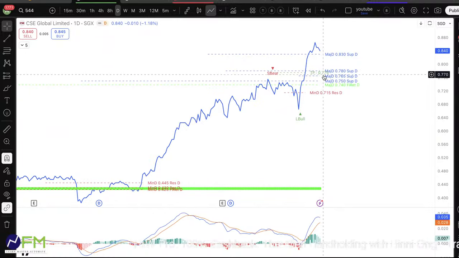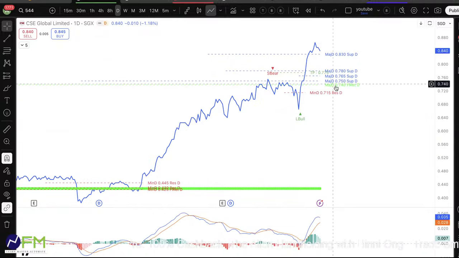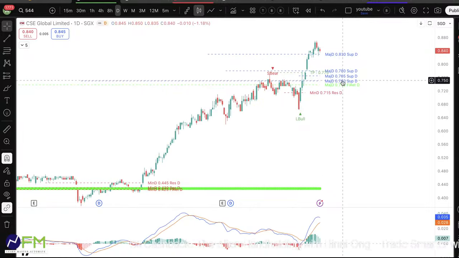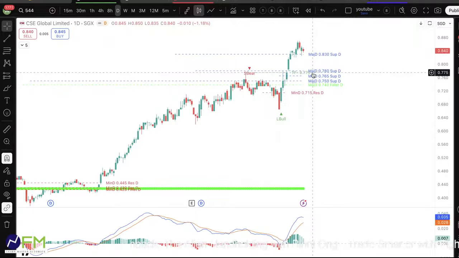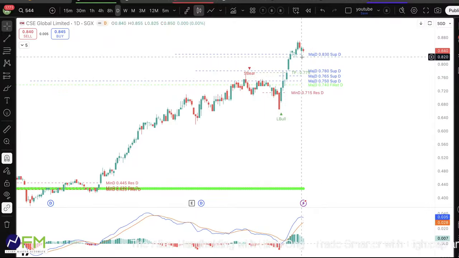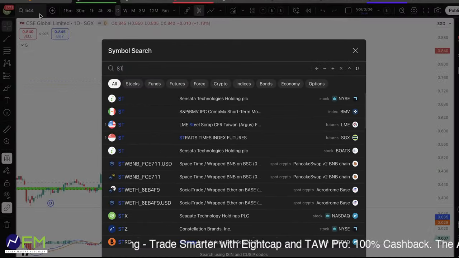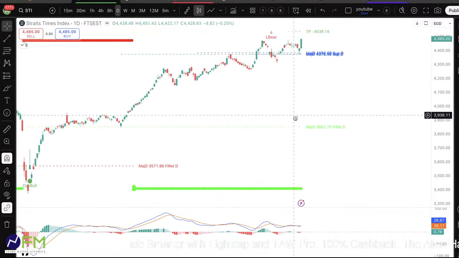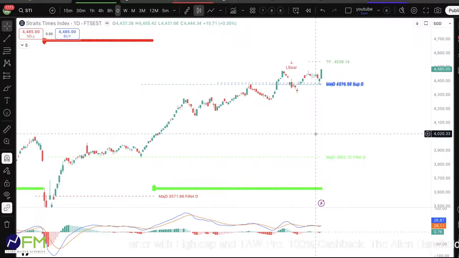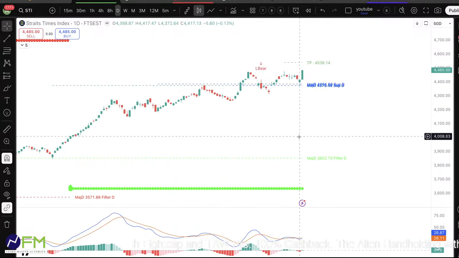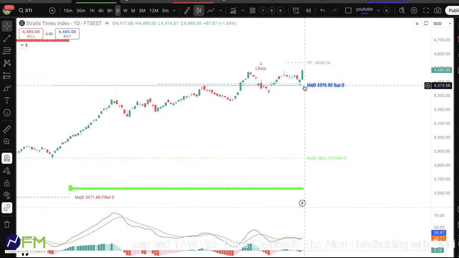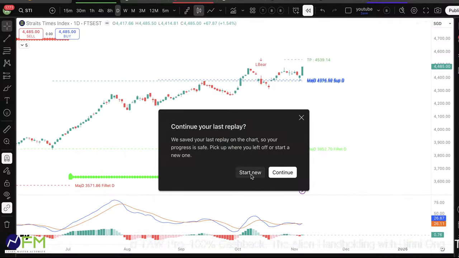If you see all these lines here, these lines are really very important because they are specially calculated, specially derived, such that they are very important support or resistance levels. I just want to show you what happened to STI. If you were on my Telegram yesterday, I posted that STI was at this support level. So I'll roll back a little to let you see.